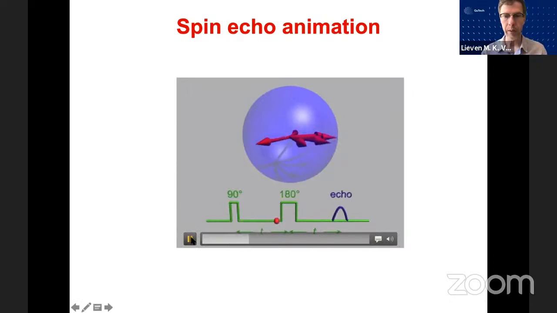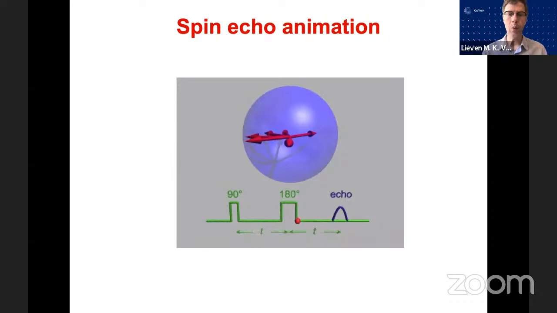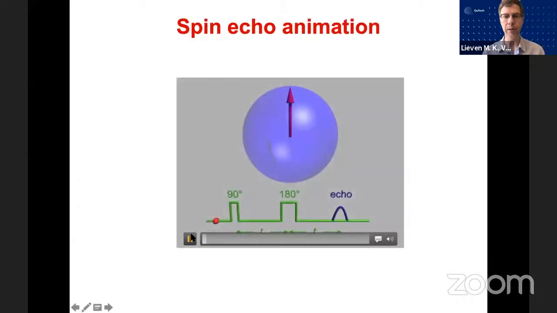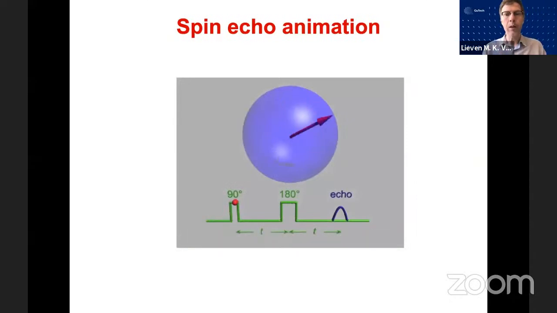That's what's going to happen here, right? All right. The 180-degree rotation. And the spins that were running behind are now running ahead, and the spins that were running ahead are now running behind. And if you allow them to evolve for the same amount of time after that echo pulse, then they all come back together. That's called a spin echo effect. So look here, look at the ones running in front and behind, and eventually they all come back together. So that's a spin echo.